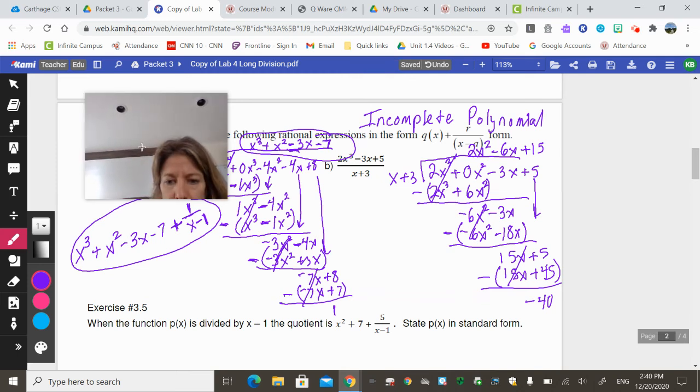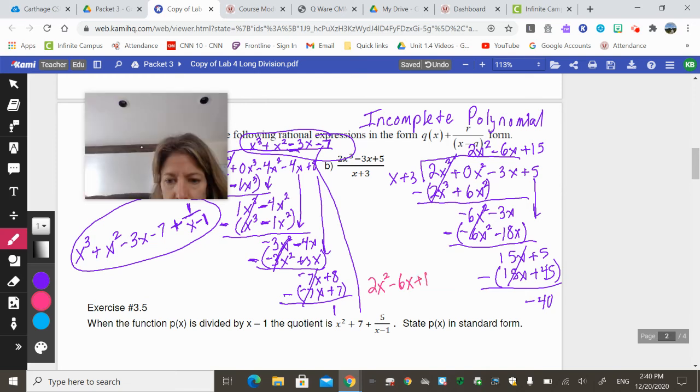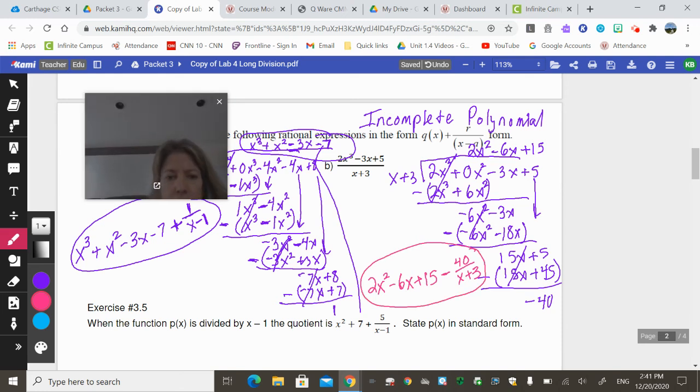Okay, so I'm going to write my answer here. Like I said, I warned you that there's not going to be tons of room. So I'm going to change the color just so the answer is evident. Okay, this would be 2x squared minus 6x plus 15. And then since it's a negative 40, I could just write minus and then write my remainder over my divisor. My divisor in this case is x plus 3. Okay, and that would be my answer in quotient remainder form.